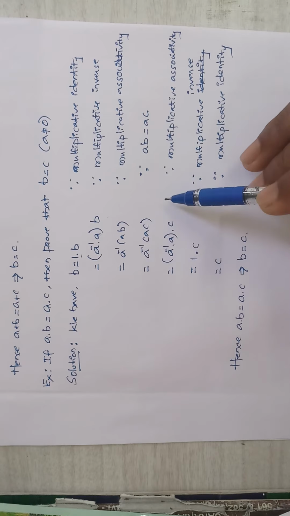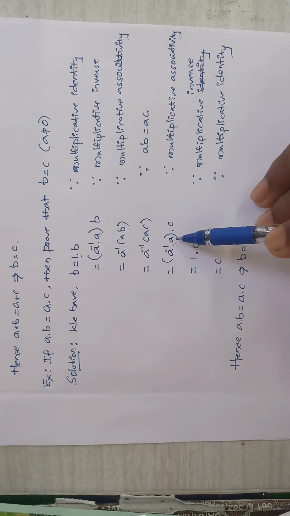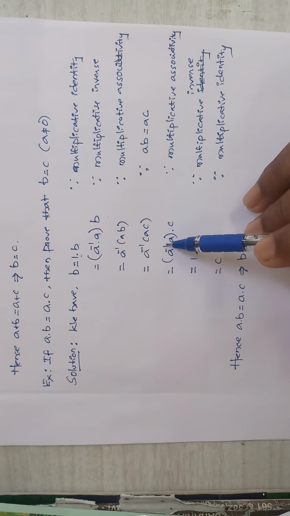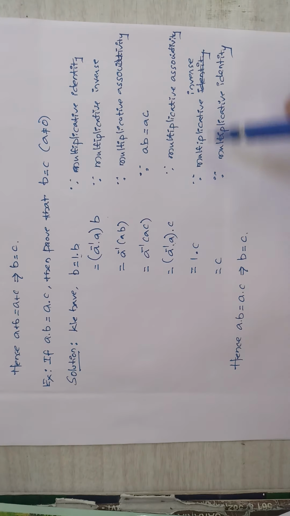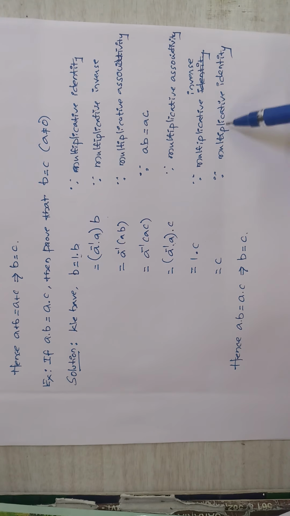Using multiplicative associativity, I can write this as A inverse into A into C. But A inverse into A is equal to what? 1, using multiplicative inverse. 1 into C is equal to C, because of multiplicative identity. Hence, A into B is equal to A into C implies that B is equal to C, which proves your given example.